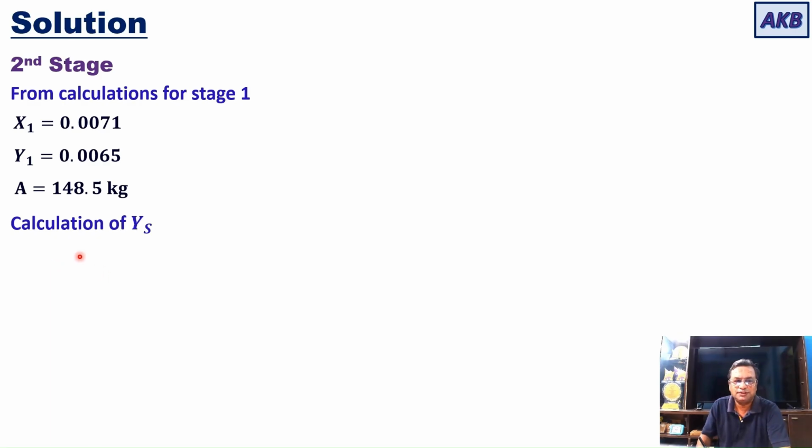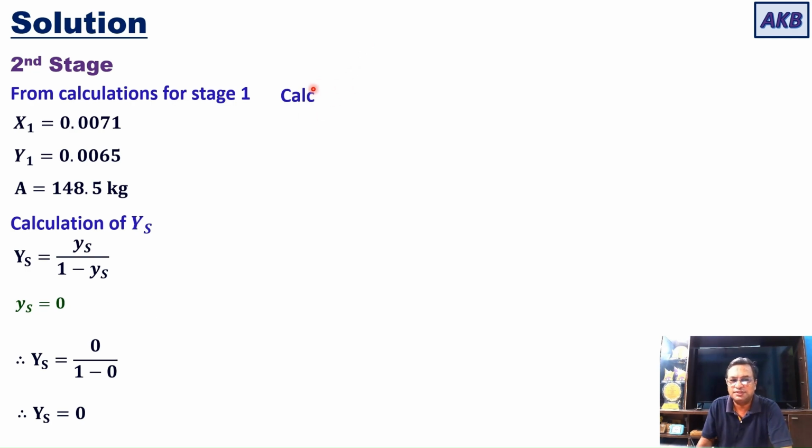Now, for the second stage, let us calculate capital Ys, because the solvent that is used in the second stage has composition of small ys. So capital Ys is small ys divided by 1 minus small ys. Very simple calculation. Small ys is 0. Therefore capital Ys, which is 0 upon 1 minus 0, will also be equal to 0.